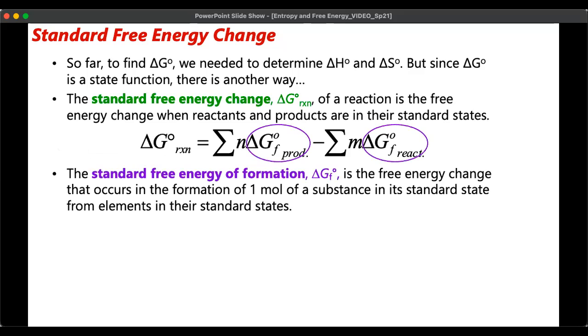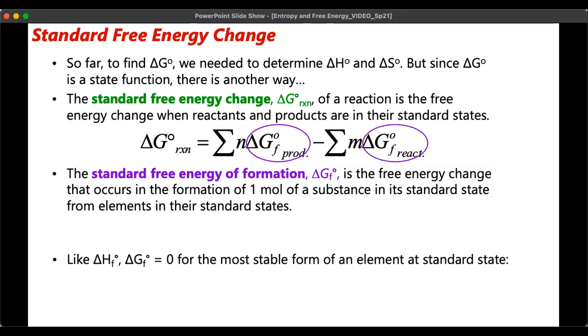These are the standard free energies of formation, and that is the free energy change that you get from the formation of a mole of a substance in its standard state from elements in their standard states, just like we use delta H of formation. And like delta H of formation, delta G of formation is 0 for the most stable form of an element at standard state. So for example, oxygen gas has a delta G of formation of 0, just like delta H of formation. So now we have two different ways to calculate delta G. We can do it with delta G of formation, or we can do it with delta H and delta S.